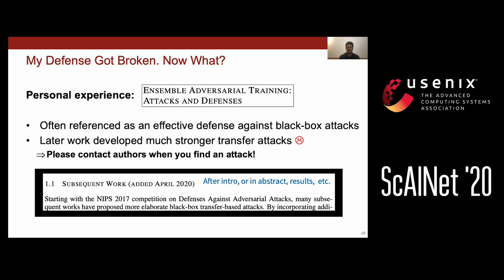And it doesn't really need to invalidate the entire work either. This paper, for instance, had a bunch of other ideas and results that are still valid, and even the defense still seems to do a little bit better compared to undefended models, although not really as well as we would have hoped. But now at least the reader gets a very clear view of the status of the field, of what problems are still open, what ideas people have tried, and what worked and what didn't.